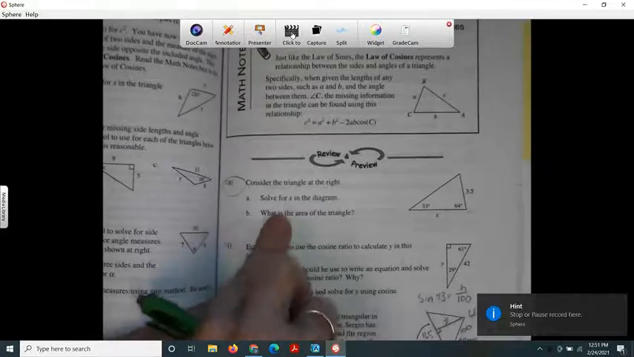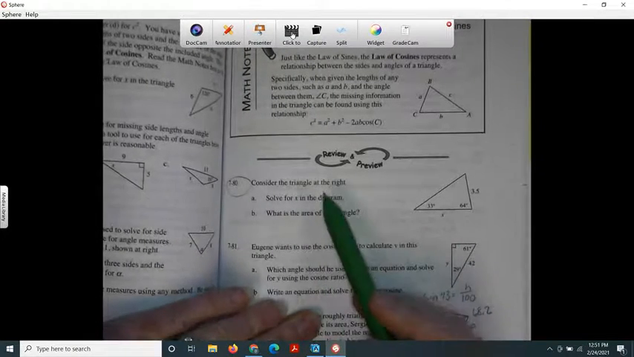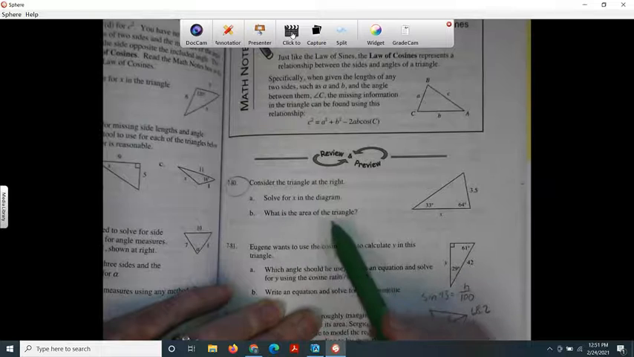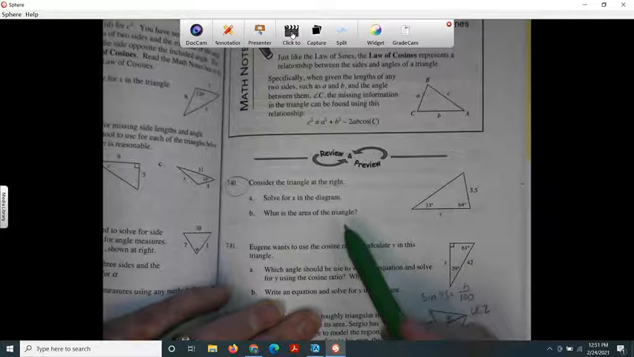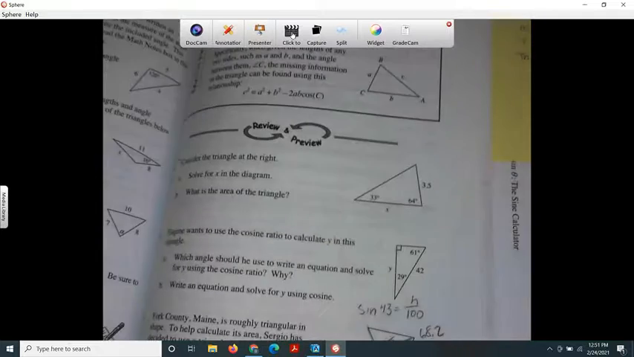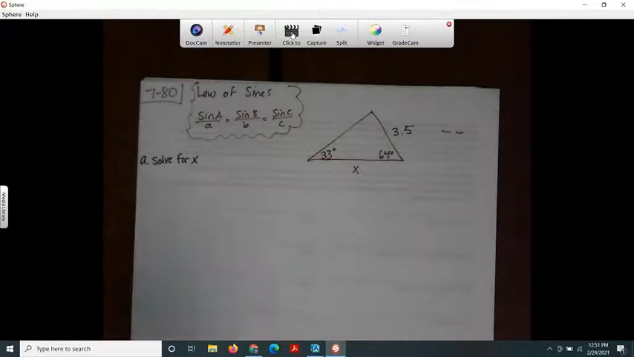Problem 7-80. It says, consider the triangle at right, solve for x in the diagram. What is the area of the triangle? So I wrote it down on another paper. So first of all, we have to solve for x.